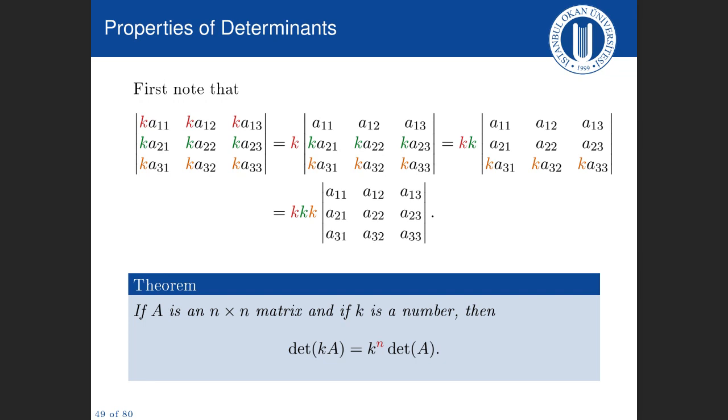And this is our theorem. If A is an n by n matrix, and if k is a number, then the determinant of k multiplied by A is not k multiplied by the determinant of A, it's k to the power n multiplied by the determinant of A, because each row gets multiplied by k. So we have n factors of k.